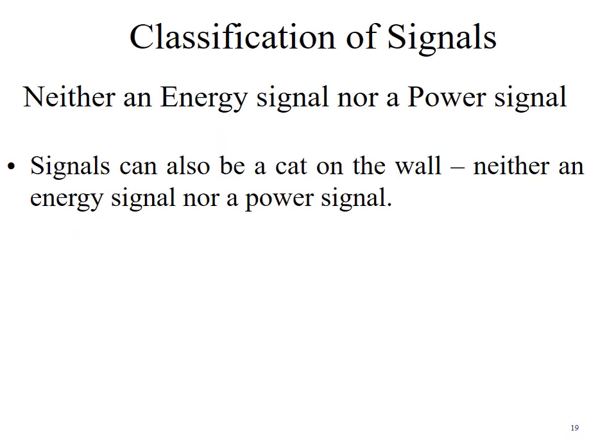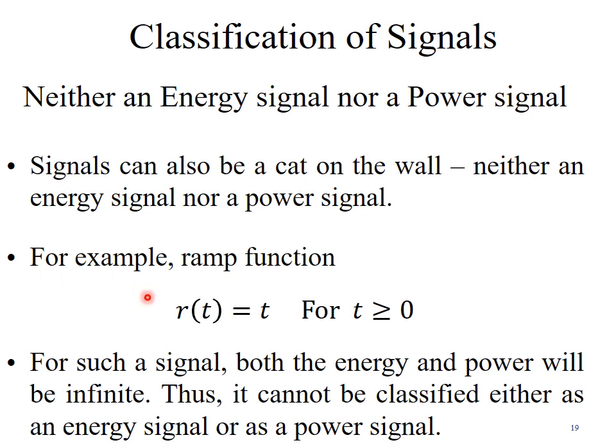Now there are some signals which are neither energy signals nor power signals. For example, a ramp function r of t equal to t, it increases with time. It is not bounded, and it doesn't repeat itself. So this signal is basically neither a power signal nor an energy signal.